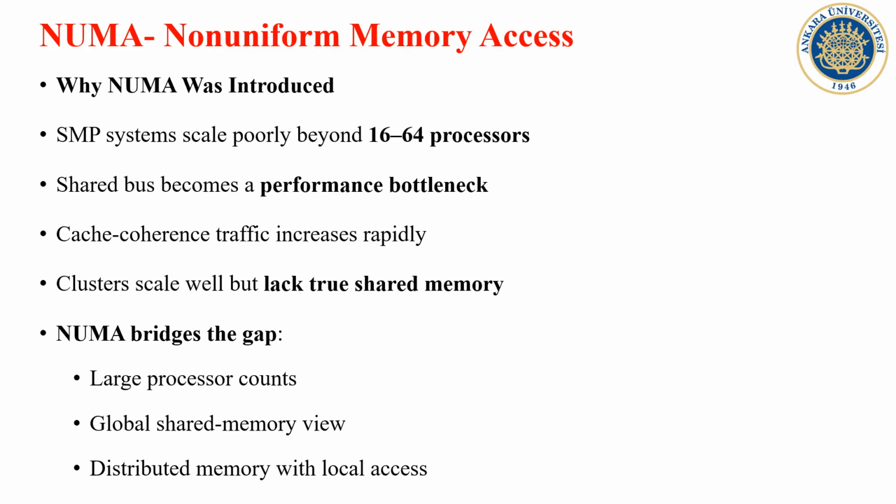Now, why was NUMA introduced? In SMP systems, all processors share a single main memory and a common bus. This works well for small systems, but as we add more and more processors, the shared bus becomes overloaded. Memory access traffic increases and cache coherence messages add even more pressure. In practice, this limits SMP systems to around 16 to 64 processors.